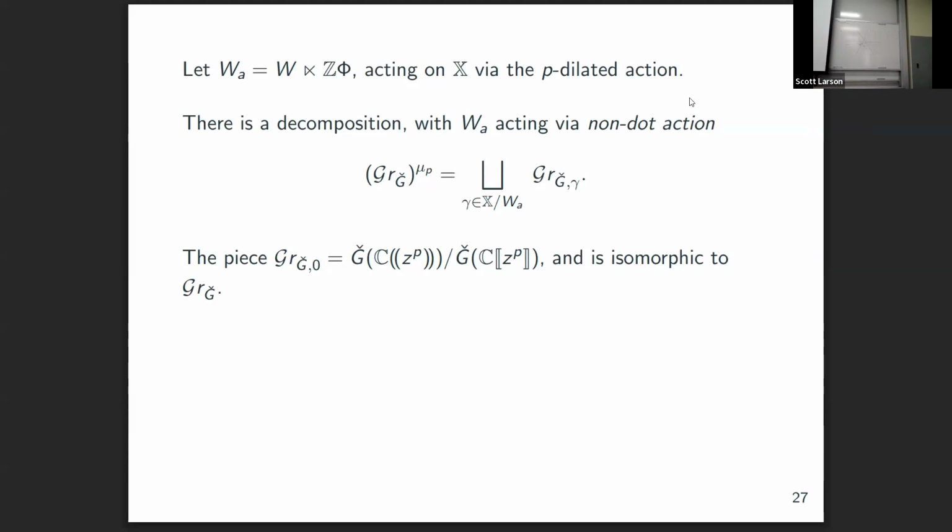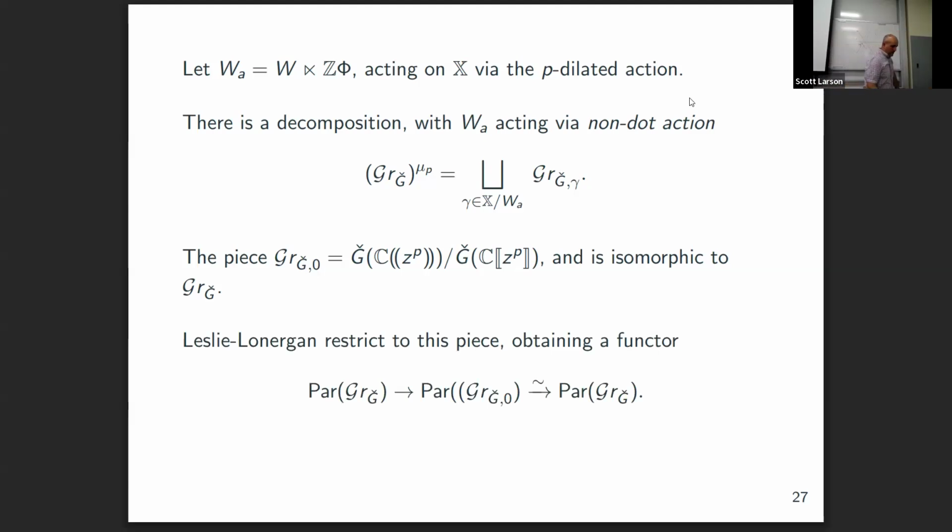Namely, you take what's called the thin affine Grassmannian, and you take the indeterminate z and replace it by z to the p. This thing is fixed when mu p acts on the parameter z, and it's isomorphic to the whole thing.